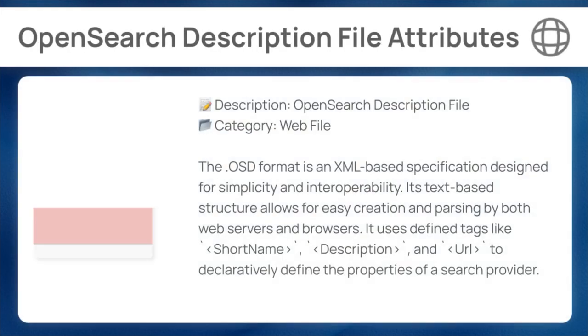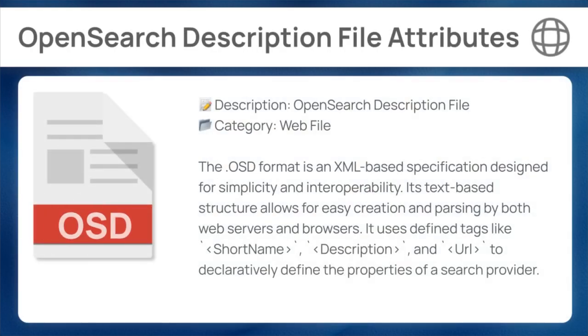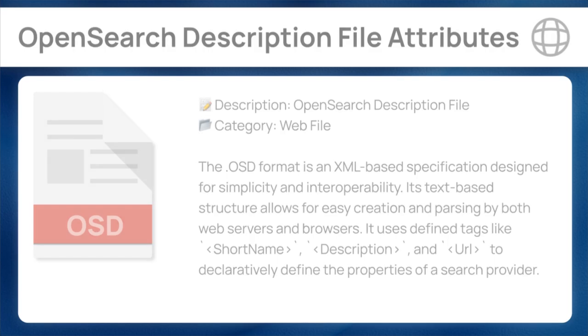The OSD format is an XML-based specification designed for simplicity and interoperability. Its text-based structure allows for easy creation and parsing by both web servers and browsers. It uses defined tags like ShortName to declaratively define the properties of a search provider.